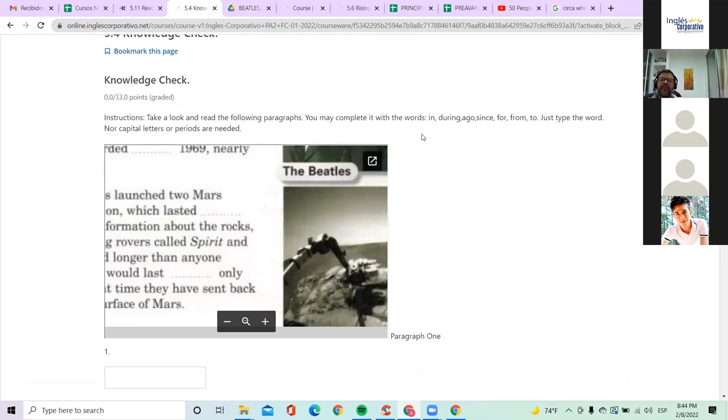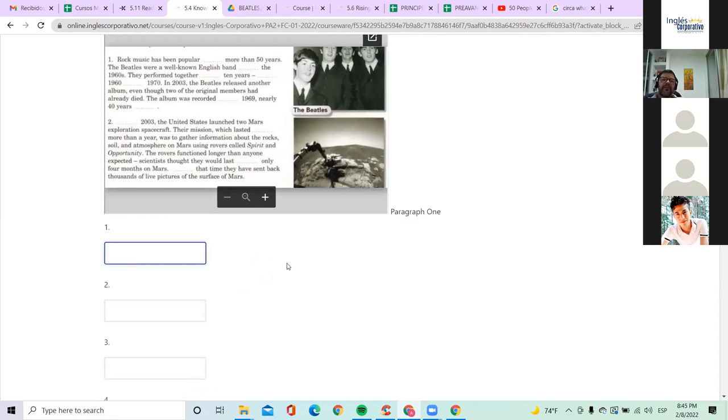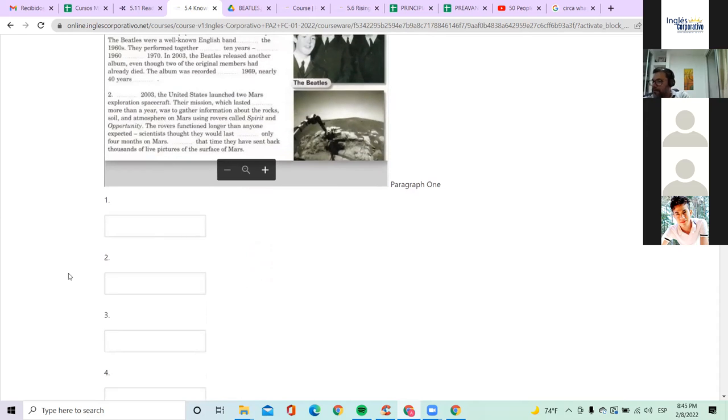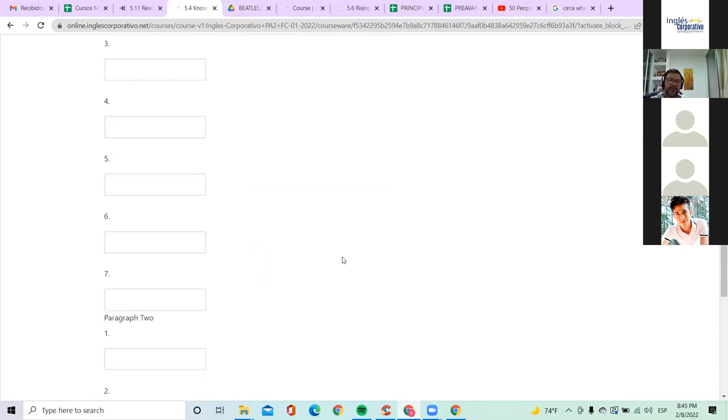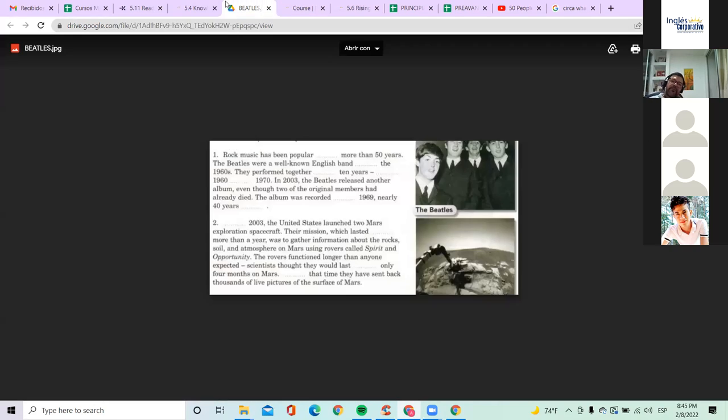These are the words that we are going to be using: in, during, go, since, for, from, and to. And we'll just type the words in the spaces, right? It goes in order, so for the first paragraph and the second paragraph. So we will start by doing this reading.